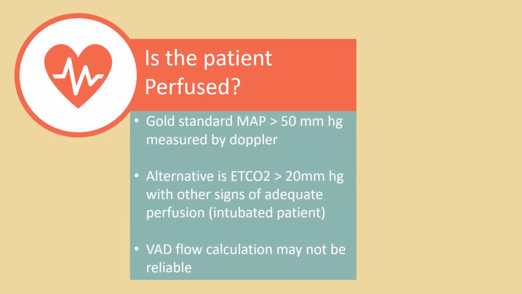And the gold standard is really measuring their MAP using a Doppler ultrasound. So you get a manual cuff, and you take your Doppler, you put it on the brachial artery, you inflate that cuff until it goes away. You start to deflate it, and when you hear arterial pulsation again, that is your MAP.